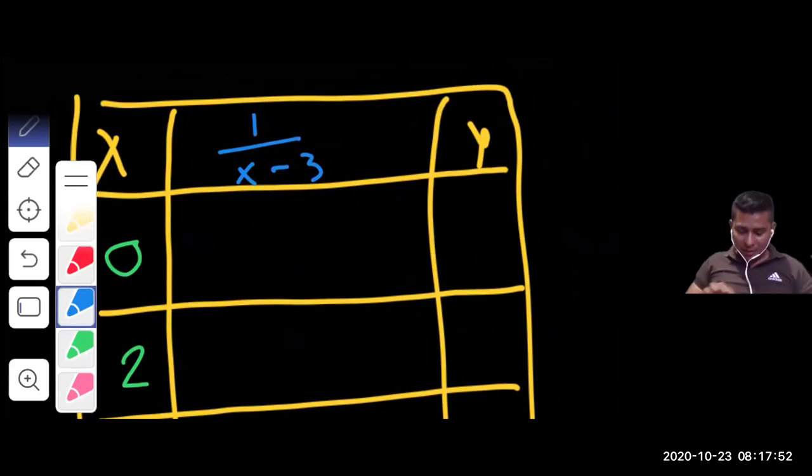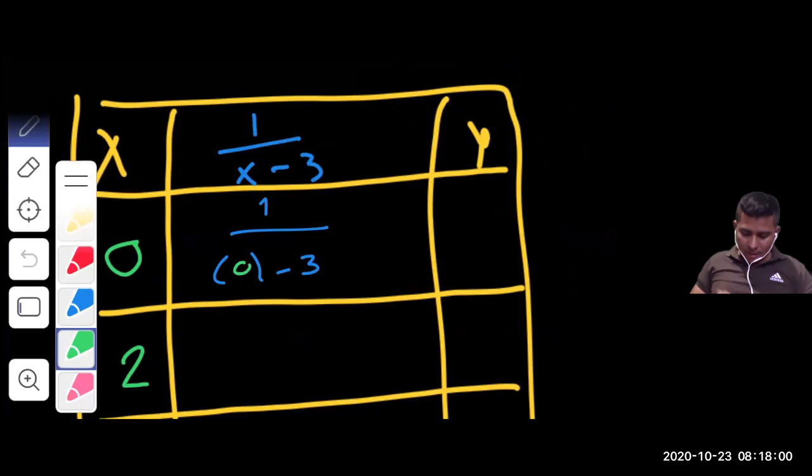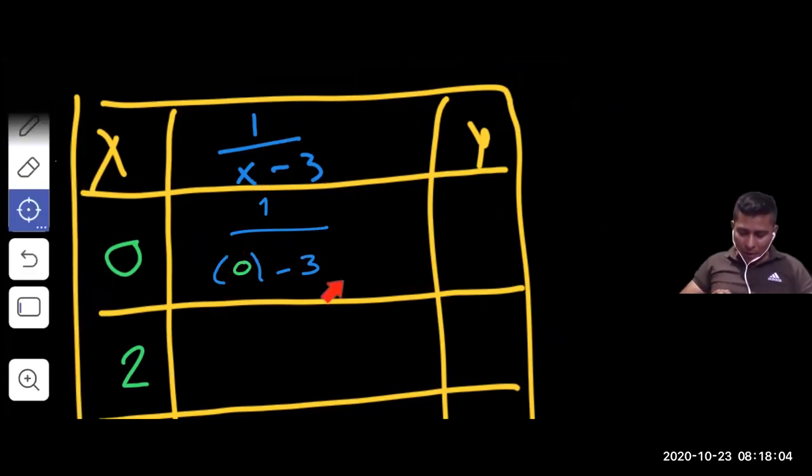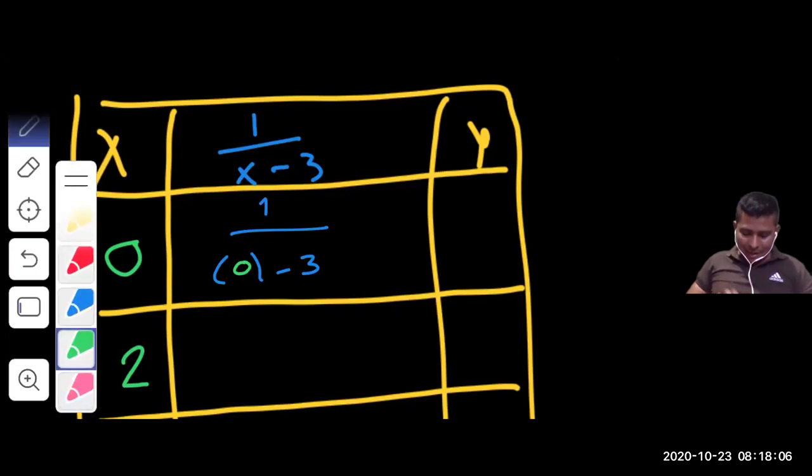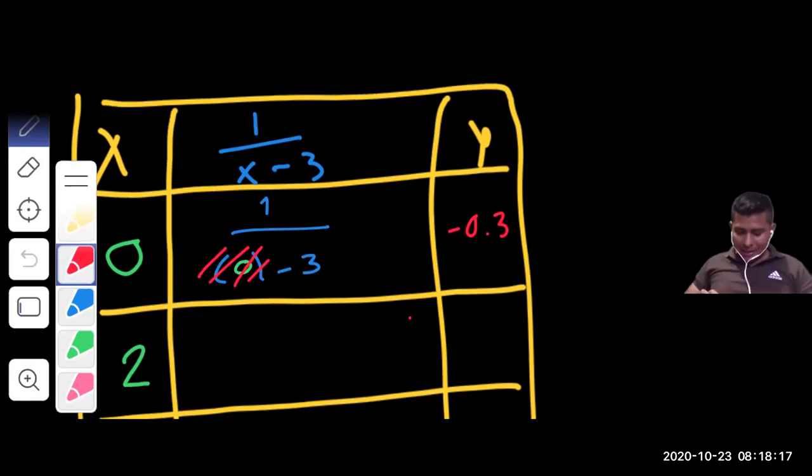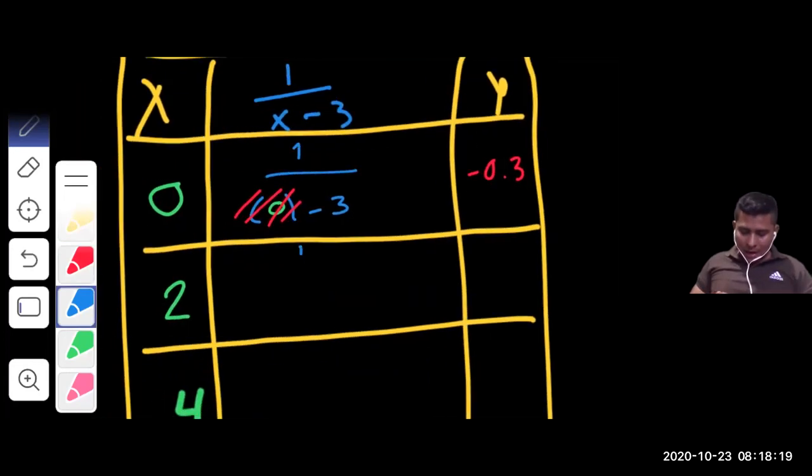We have 6 minutes to do that. Okay, 1 over x minus 3. The value for x is going to be 0. We only have 1 over minus 3. What is that, guys? 1 over minus 3 is negative 0.33. Excellent.